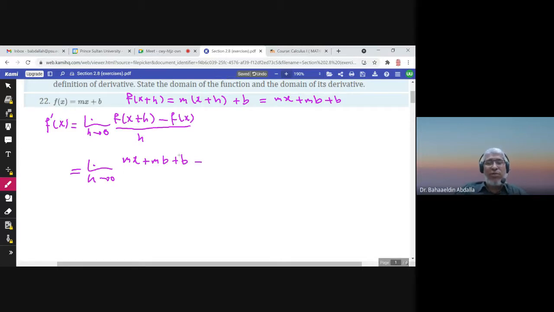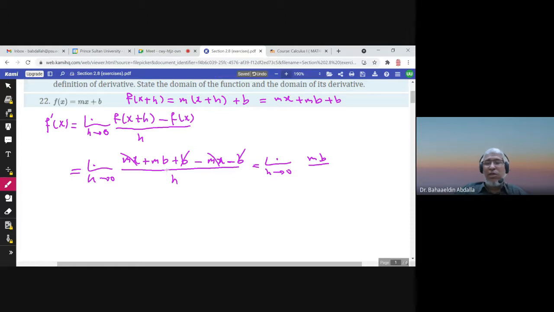And when we subtract, when we multiply f of x by a negative sign, we will multiply mx by negative, and also we will change the sign of positive b to negative b. So here, negative f of x over h. Now you notice that b cancels with b, mx cancels with mx, and then we have the limit when h approaches 0 of mh over h.